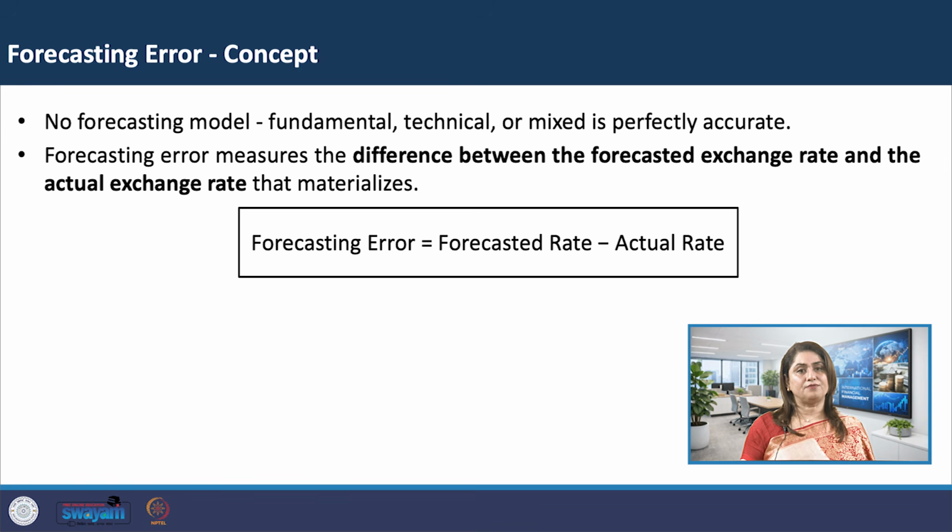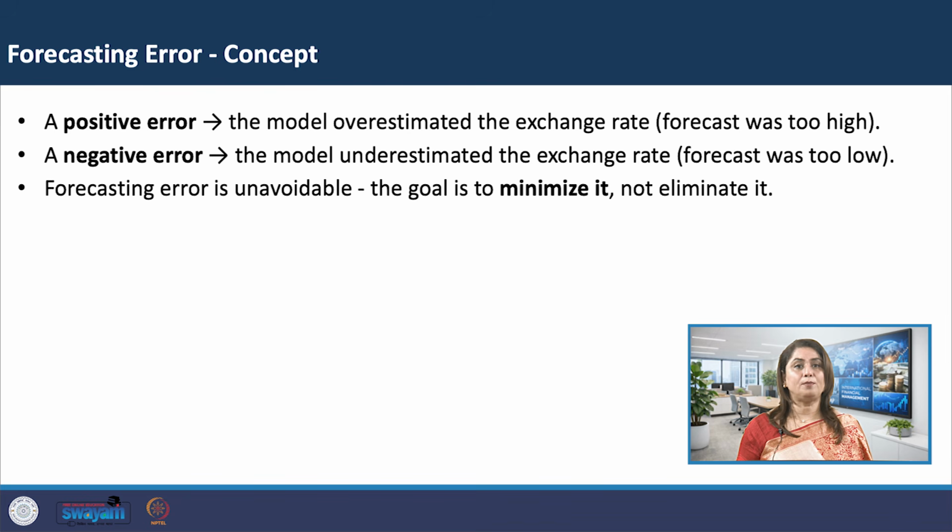Forecasting error is defined as the difference between the forecasted exchange rate and the actual exchange rate that materializes. A positive error means the model overestimated the exchange rate. It predicted a stronger rate than what actually occurred. A negative error means the model underestimated. It predicted a weaker rate than what materialized.